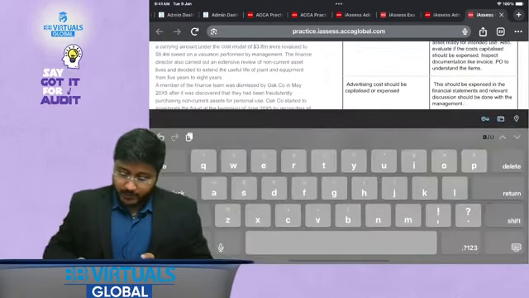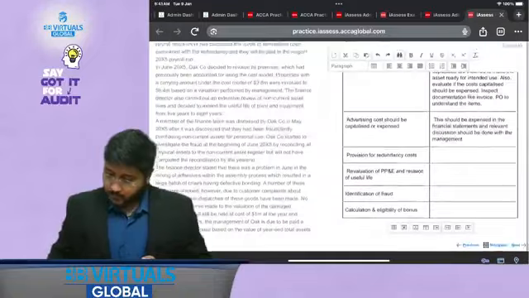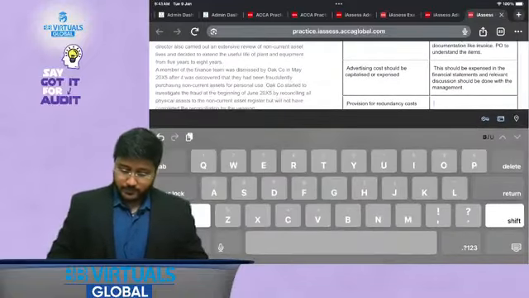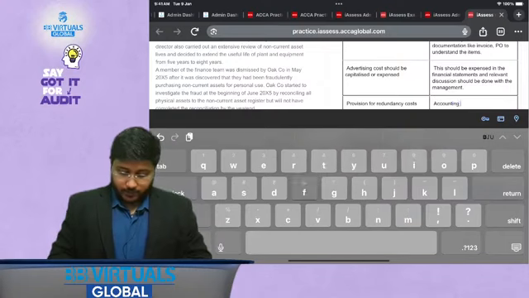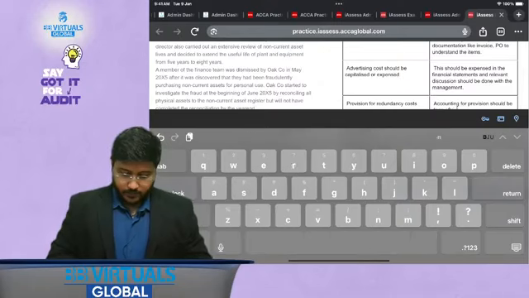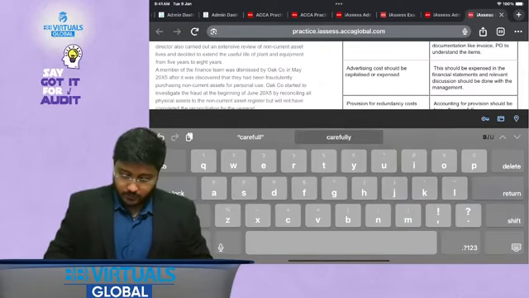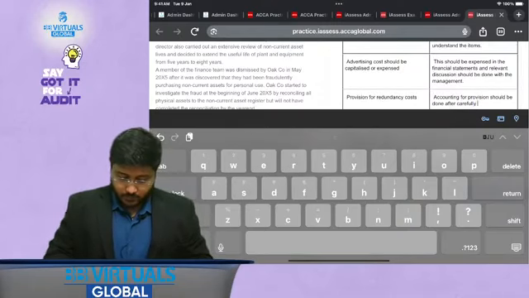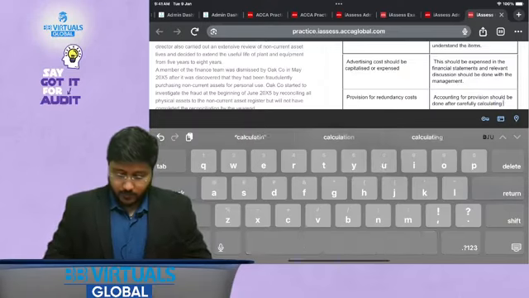Now provision for redundancy cost. Accounting for provision should be done after carefully calculating the amount of provision.